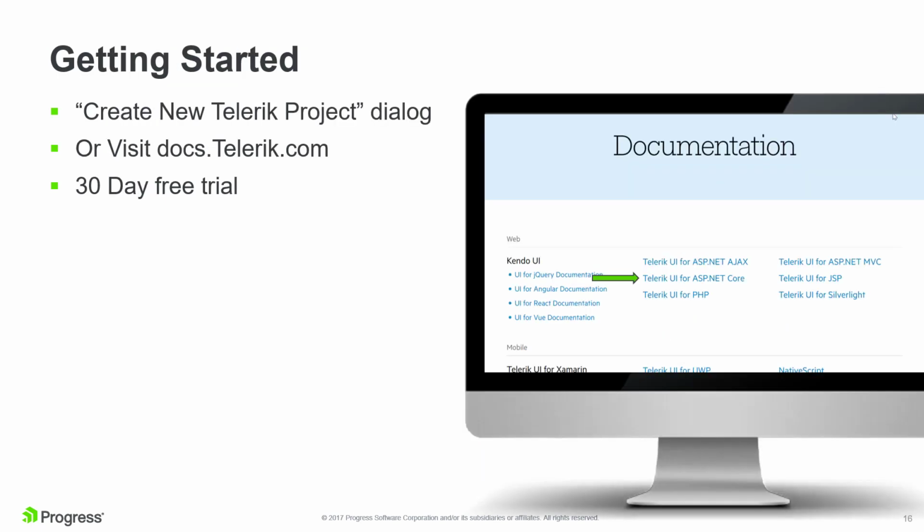To build this demo application, you're going to need a Telerik UI license. If you don't have one, don't worry, you can sign up for one with a 30-day free trial. If you do have a license and you already have the framework installed, you can go to Create Telerik New Project and start using tag helpers right away. If you need help getting started, just visit docs.telerik.com and the documentation will walk you through all of the installation and prerequisites that you need to get up and running.